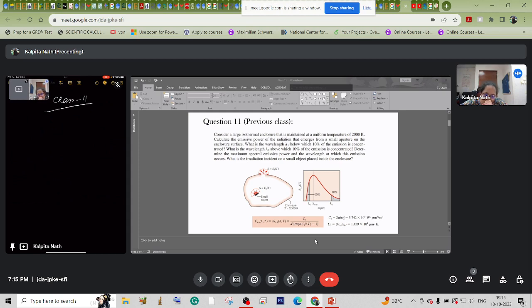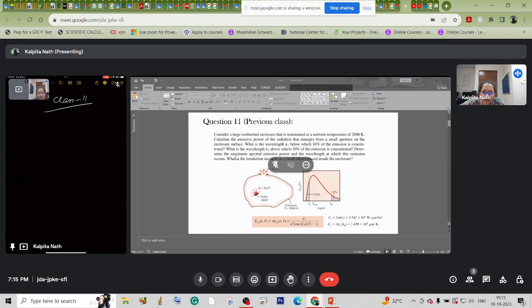What does it tell us? A large isothermal enclosure is given that is maintained at 2000 degrees Celsius. We have to calculate the emissive power of radiation that emerges from a small aperture, with the object left inside this enclosure. What is the wavelength below which 10% of the emission is concentrated, and the wavelength above which 10% is concentrated? The emissive power variation with respect to wavelength for a specific temperature is already provided here.